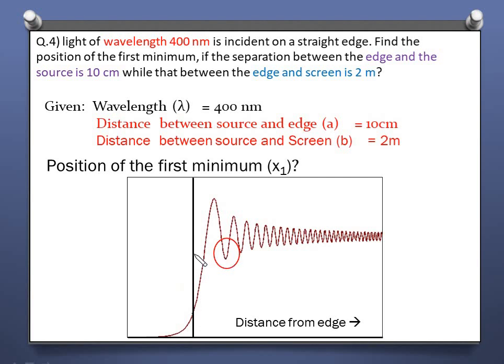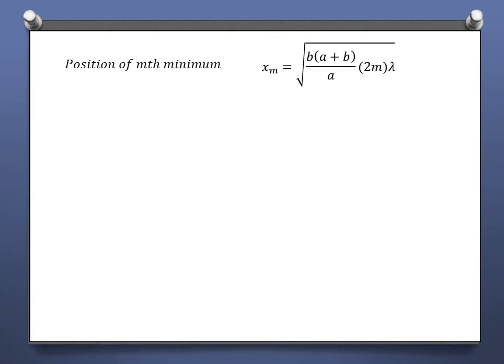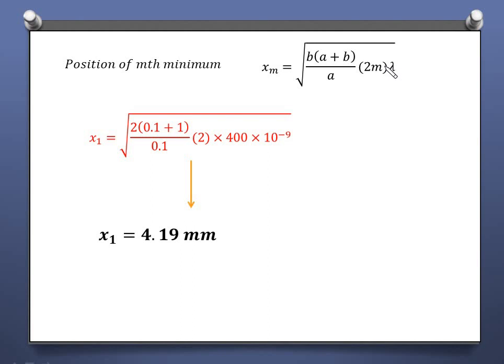We know the position of the mth order minimum is given by this formula, where b is the distance between the edge and the screen, a is the distance between the source and the edge, m is the order number, and lambda is the wavelength. All these quantities are given, m equals 1. Substitute all those values, try to solve it, and you will get the answer: X1 equals 4.19 millimeter.